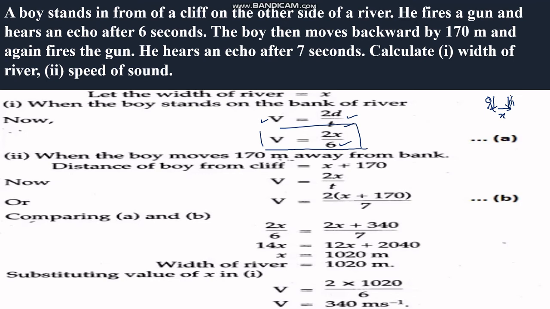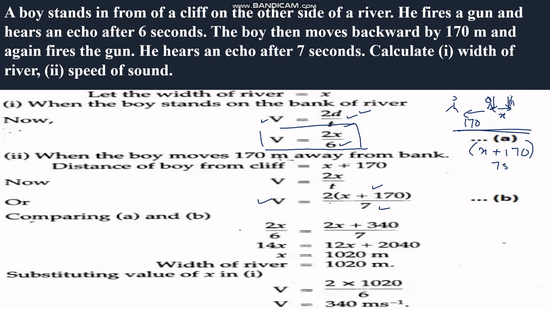Now the boy moves back, right, by 170 meter. He is now over here at 170 meter. So what is the total distance? The total distance will be x plus 170. And he is hearing the echo after 7 seconds. That means if we substitute it again in this formula, velocity is equal to 2d upon t. What will we get? V will be equal to 2 into x plus 170 because he's moved back. The distance is x plus 170 and the time is 7.